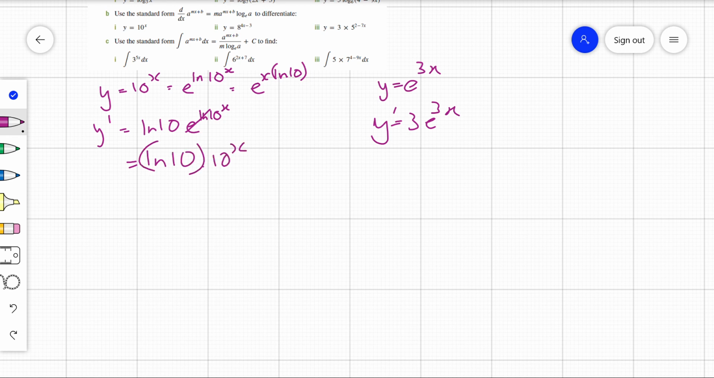I might put that in brackets there. Or maybe if I write it this way, it'll look a bit nicer. Log 10. Either way is fine.